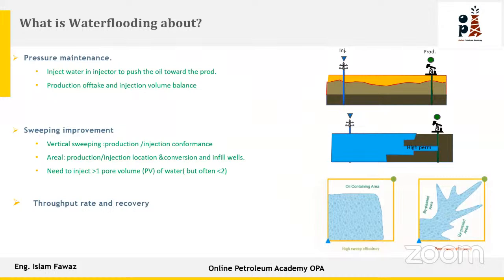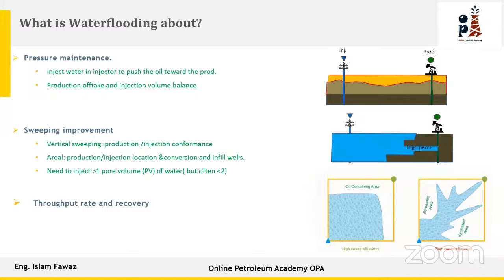The water flooding is about two concepts. One is the pressure maintenance. You have to supply the reservoir or push up the reservoir pressure in your field in order to push the oil towards the producer. And this is also managed by the balance of production take and injection volume. This is what I will show you in the next slide, which is called VRR, voidage replacement ratio. And also you have to keep your eye on sweeping improvement, because the reservoir is not uniform.